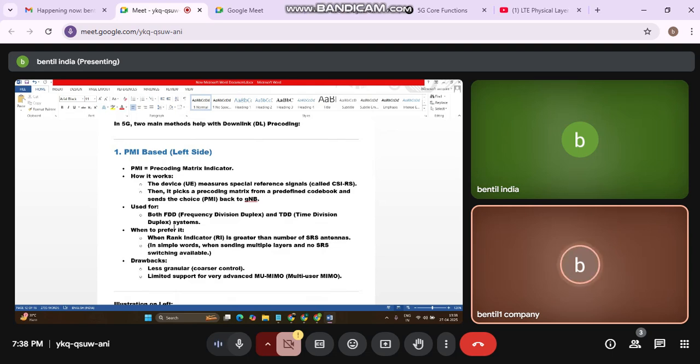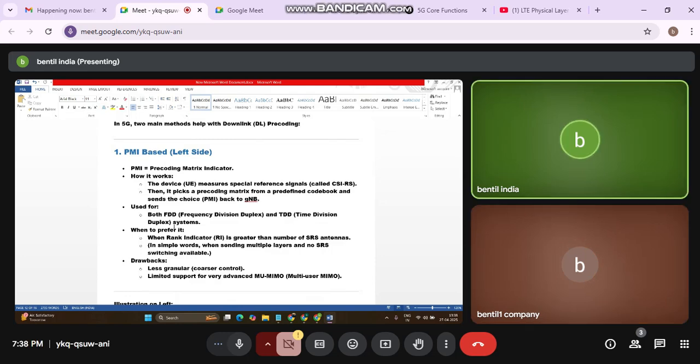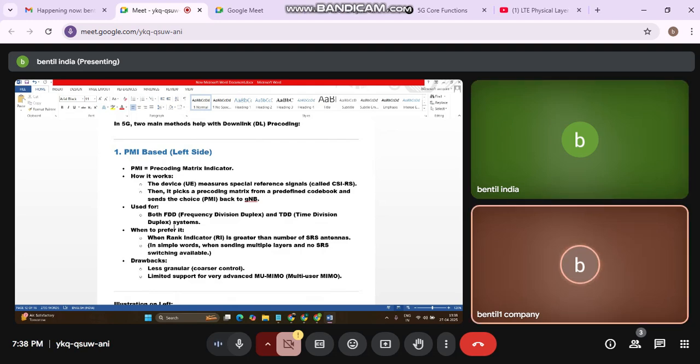And this is used for both FDD, frequency division duplexing, and TDD, time division duplexing systems. So when should this be used? When the rank indicator is greater than the number of SRS antennas. In simple words, when sending multiple layers and no SRS switching is available.